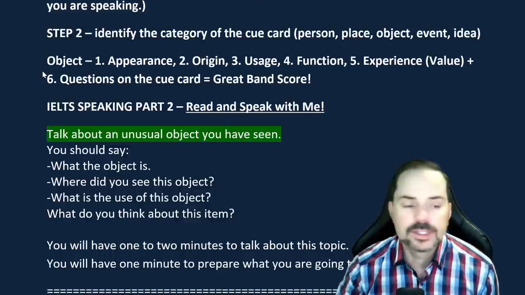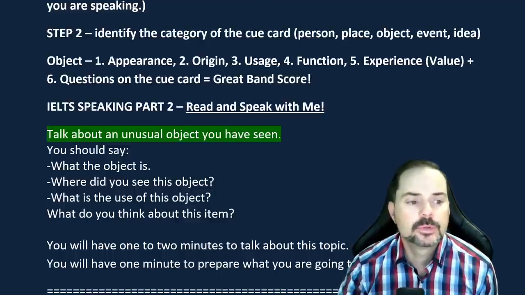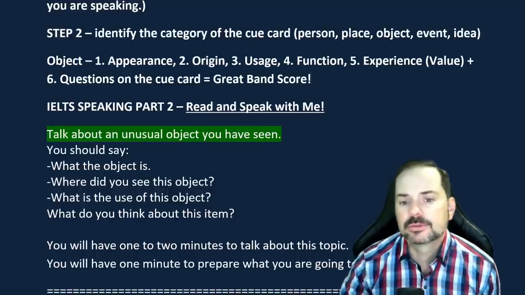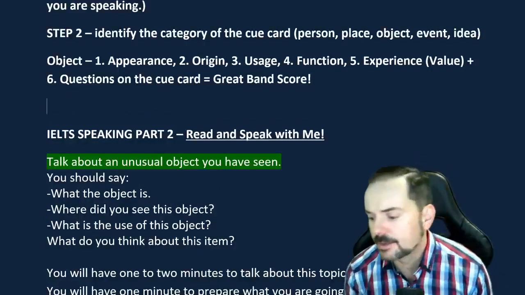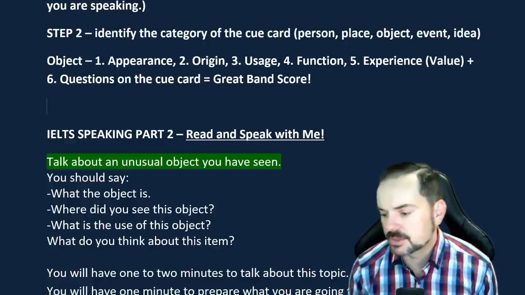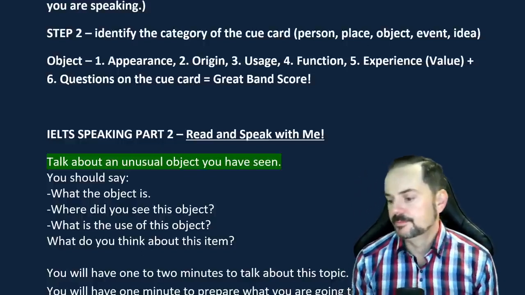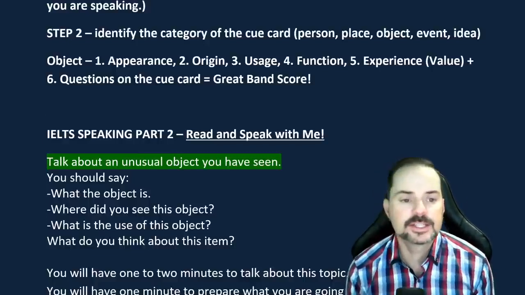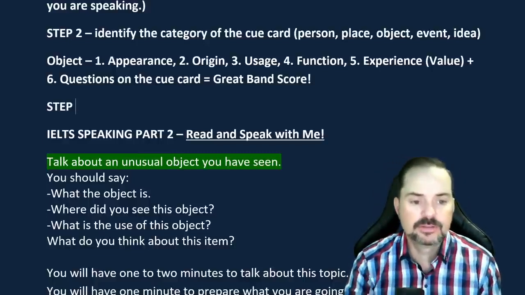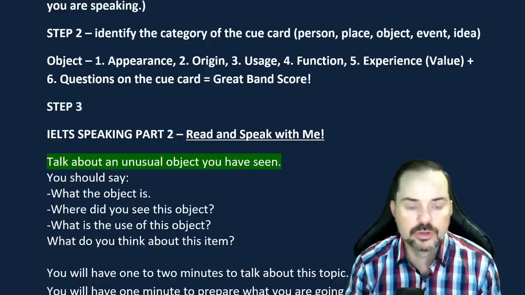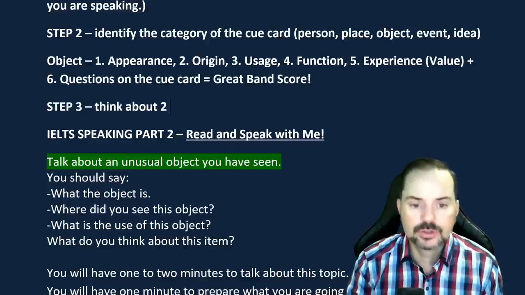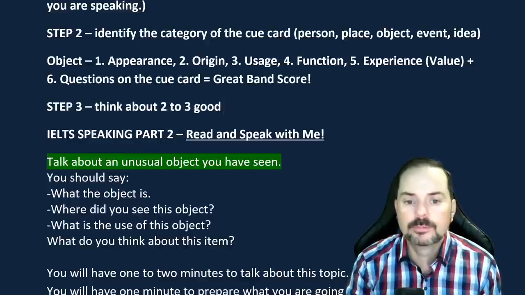And then what's the next step? So what do we do after we have this in our head? Okay, so Lamia, Amra, James, Dwi, Toolsy, what do we do? Lamia says, get some ideas. Yeah, especially for this kind of question, right? An unusual object. So think about 2 to 3 good possible answers.